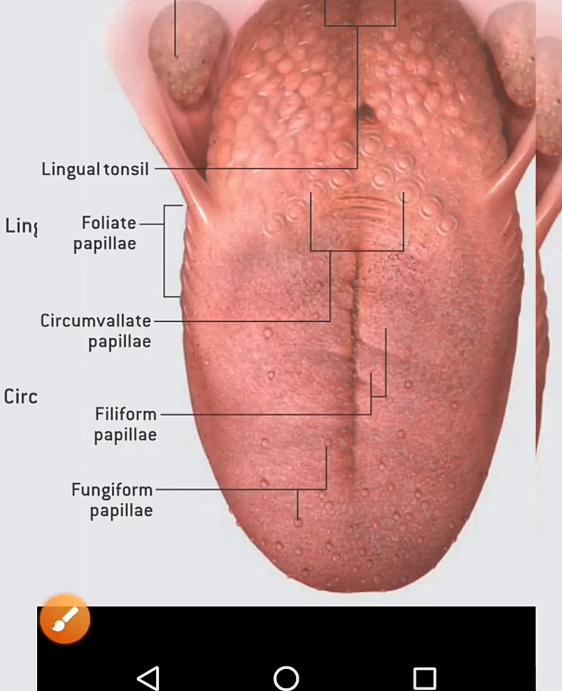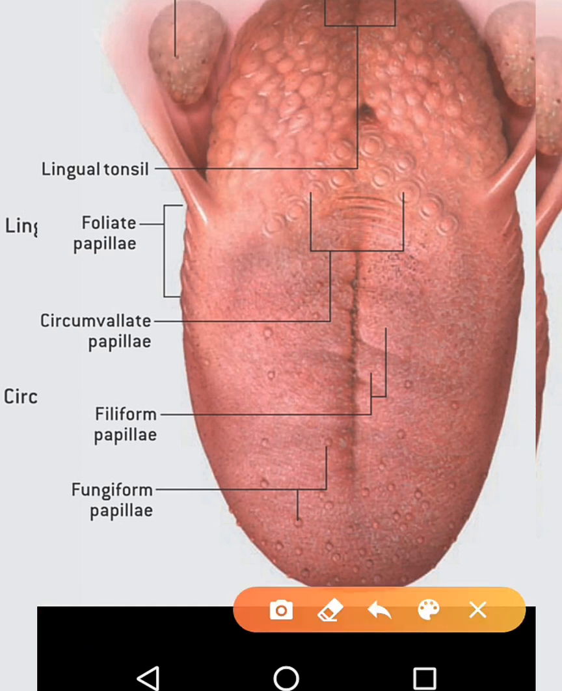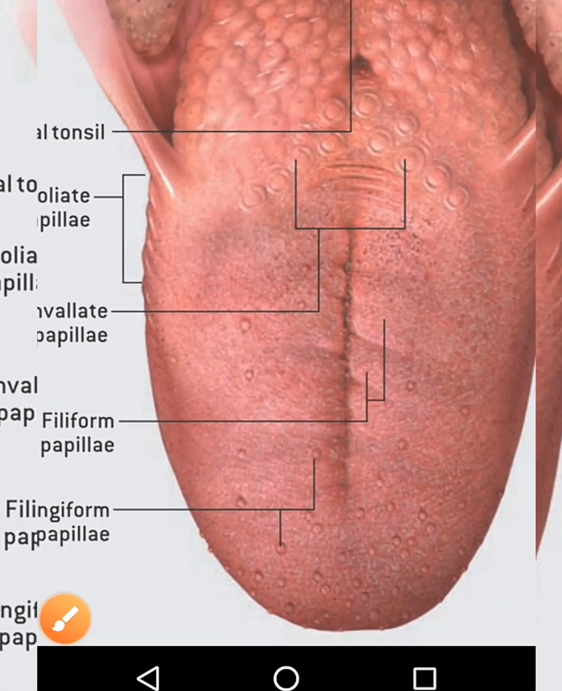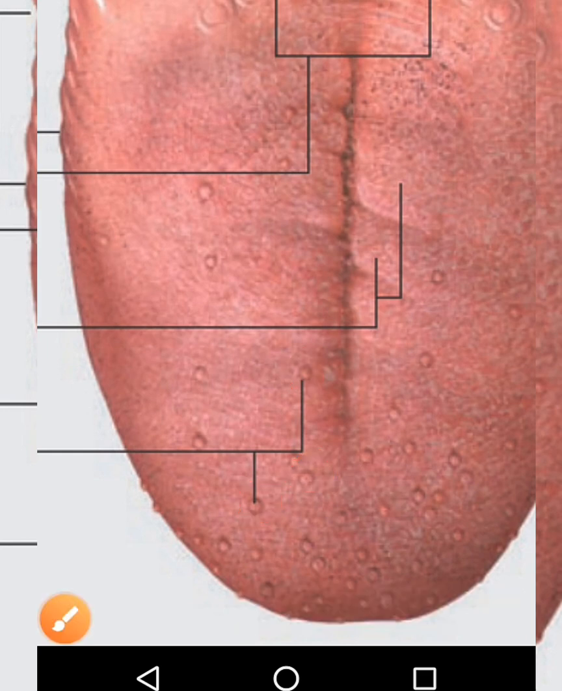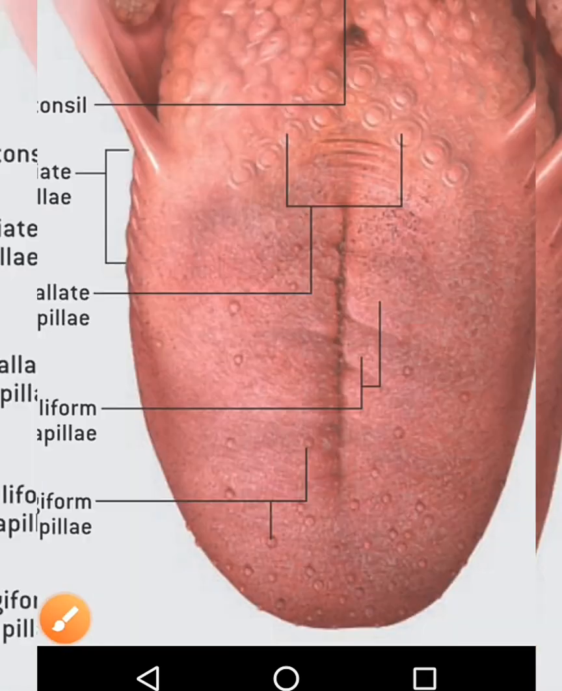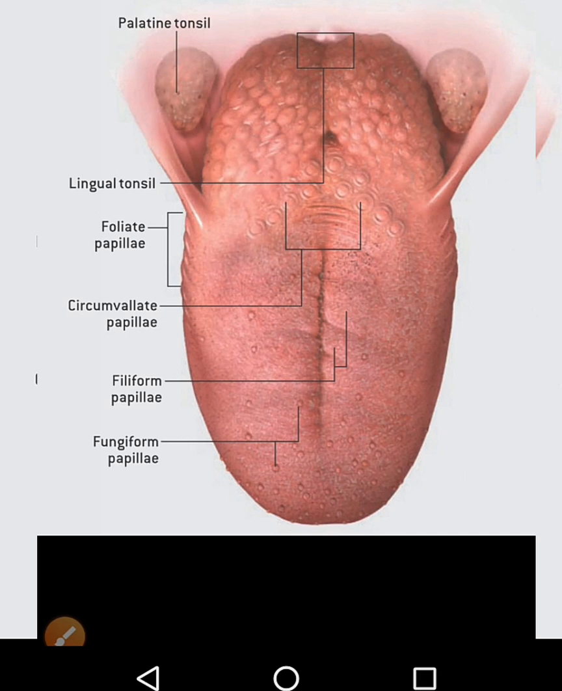The fungiform papillae are dome shaped and present on the dorsum of the tongue. As you can see in the picture, these are the fungiform papillae, and they are present at the sides and tip of the tongue. The lining epithelium is non-keratinized stratified squamous epithelium, and it also has taste buds.